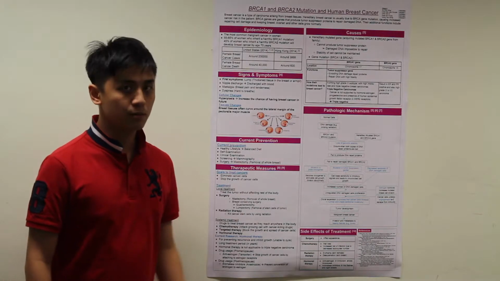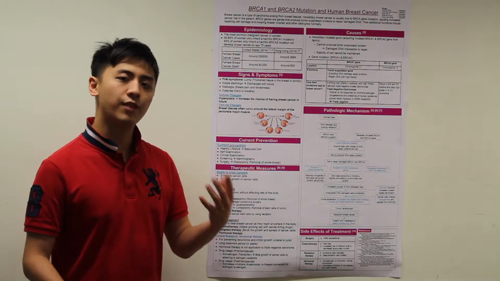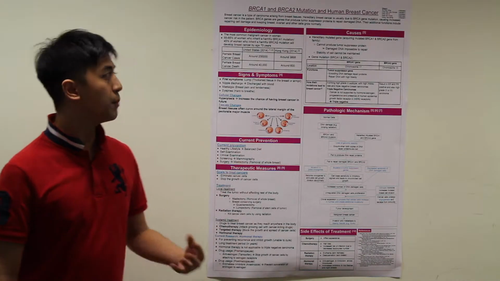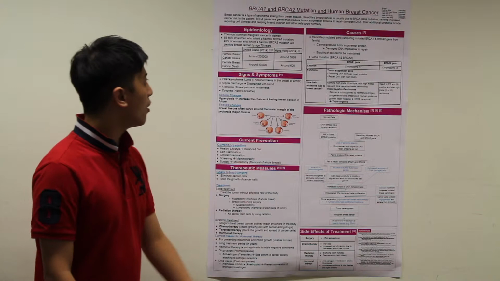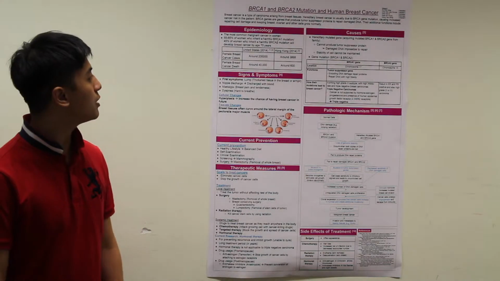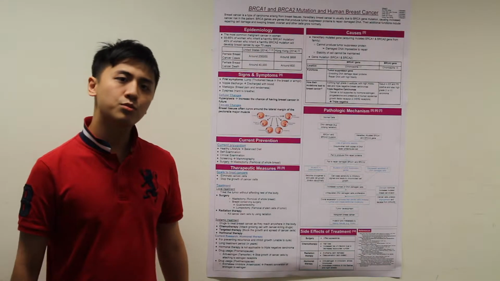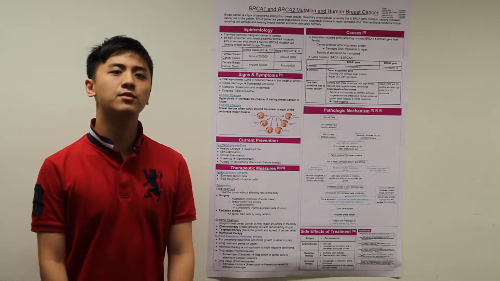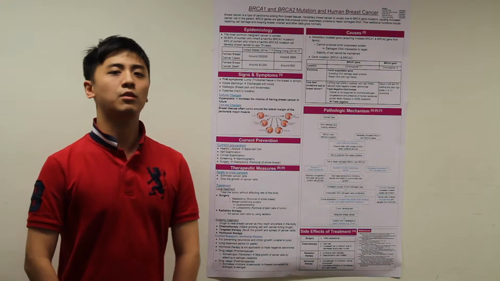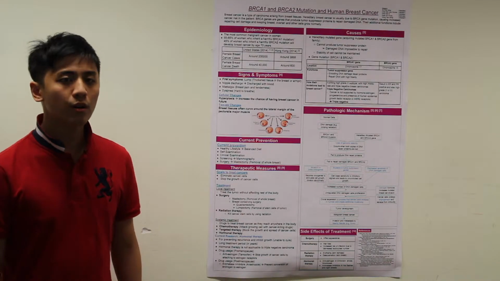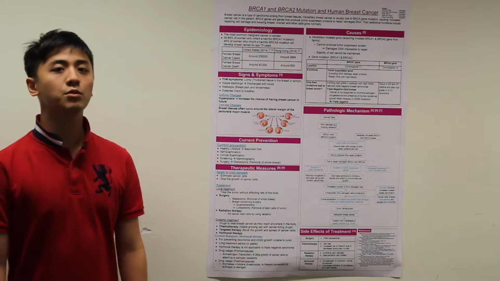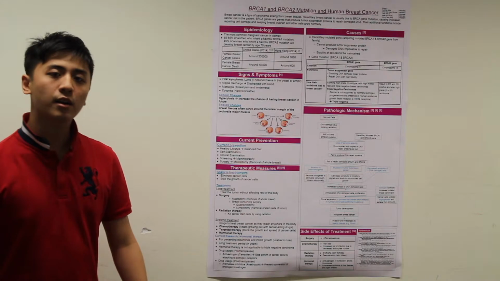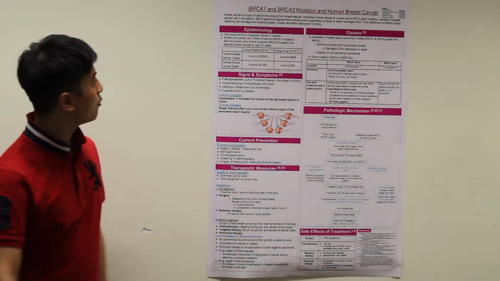So let's talk about what human breast cancer is. Breast cancer is a very common malignant cancer in women. As you can see in the epidemiology, in 2014 in the United States, around 235,000 women developed breast cancer and around 3,000 to 4,000 people died. In Hong Kong, it's around 40,000, and around 600 died. So you can see that it's very common among women all around the world.